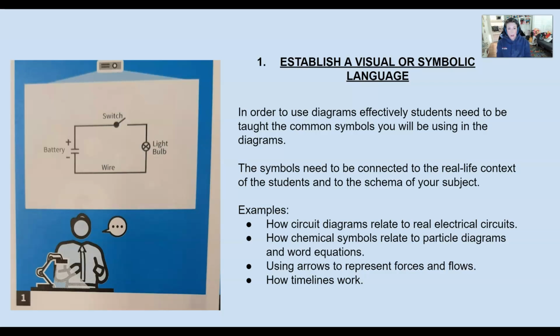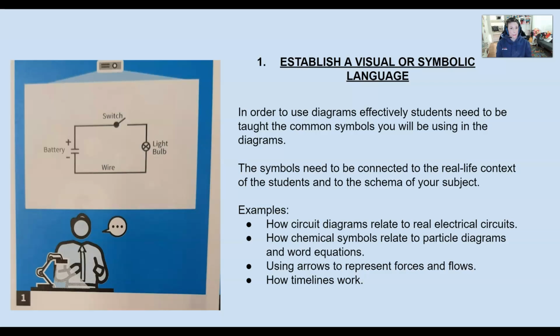The first one would be to establish a visual or symbolic language. In order to use the diagrams effectively, students need to be taught the common symbols you'll be using in diagrams. And the symbols need to be connected to the real life context that they experience, but also to the schema of your subject. Some examples being how circuit diagrams can relate to real circuits, how chemical symbols relate to particle diagrams and word equations, maybe using arrows to represent forces or flows, and also maybe how timelines work.